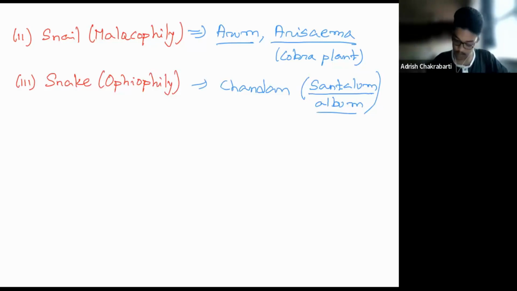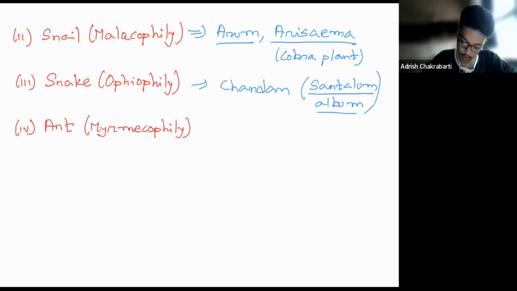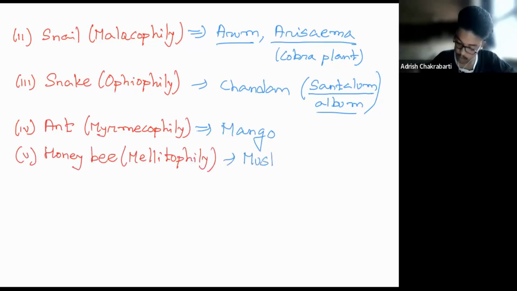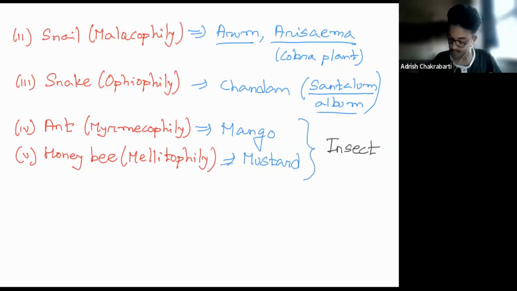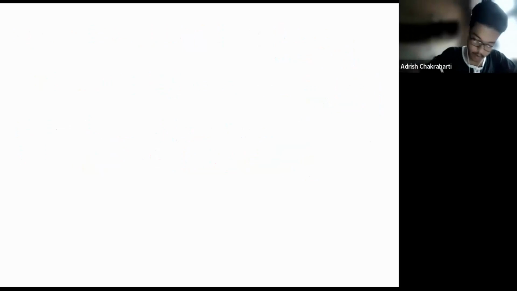Among insects, I had also mentioned ants and honeybees, right? So we have ant. Ant pollination is known as myrmecophily, and the plant they pollinate is mango. Obviously, you know the scientific name, Mangifera indica. The next one is honeybee, melitophily, mustard. Mustard, you would also know, Brassica campestris. So they fall under insect pollination. Now we are going to cover characteristics of insect pollinated plants.